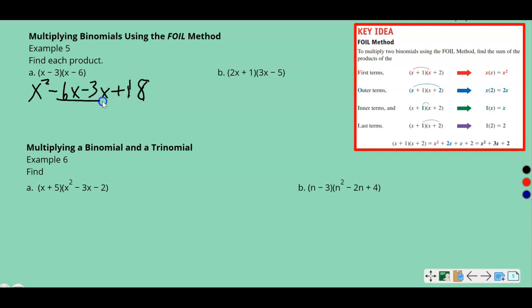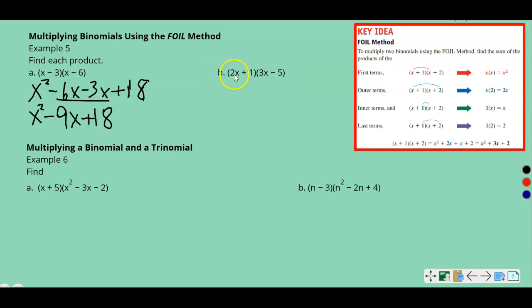All right, just like before, we have to combine like terms. So we're going to have x squared. -6 minus 3 is -9x. And then plus 18 comes down. All right, let's try one more.